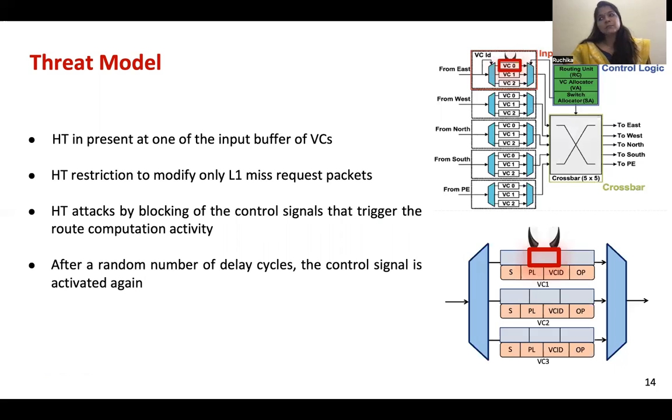Even if the link is not congested, it still blocks the control signal and triggers the root computation activity that blocks it, and root computation will not take place. After a certain time delay, the control signal will be activated again, but by then it leads to delay in the packet reception.